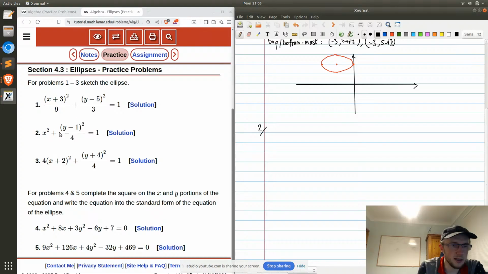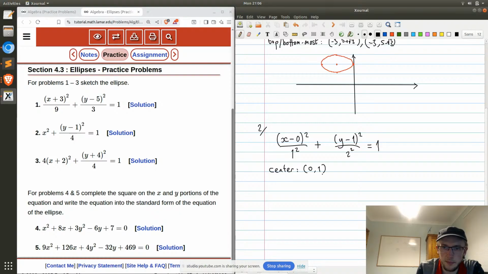Okay, let's think. Turn it into standard form straight away. So I'm going to say, you know what? I'm going to have a negative sign in there. There. Right. Center h comma k, so 0 comma 1. Right and left, yes.